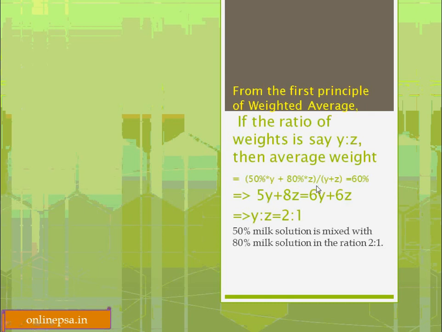Let us transpose 5Y to the right hand side and 6Z to the left hand side. We should be able to get Y is to Z as 2 is to 1. And this is what we had assumed. Y and Z are the ratio of the weights of the two solutions. Thus, 50% milk solution needs to be mixed with 80% milk solution in the ratio 2 is to 1.